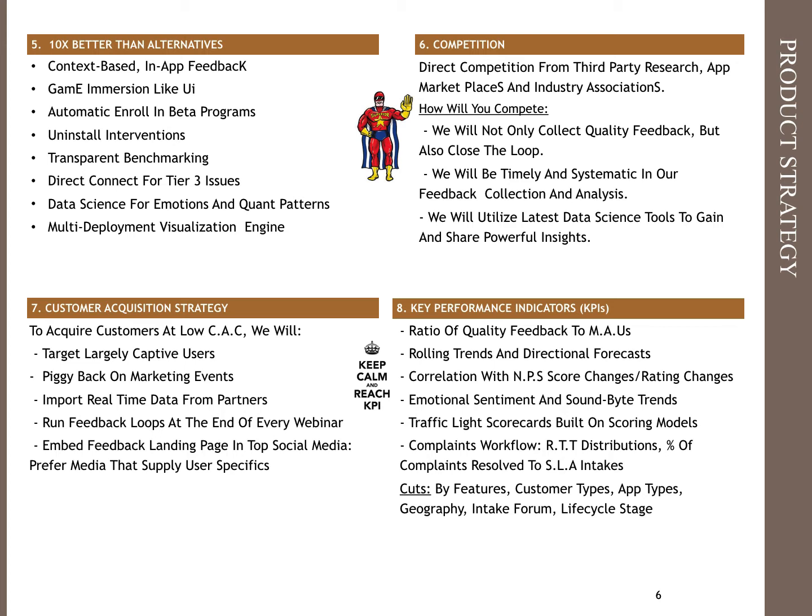Right? Now, you also want to have a bunch of key performance indicators to measure how your feedback process is actually working. I mean, there's no reason to do any sort of feature development or product without measuring the success or failure of the product, frankly, because failures are the stepping stone to success, and you'll get there eventually. So you want to have the ratio of quality feedback to monthly active users. You always want to look at rolling trends and directional forecasts instead of point-in-time impacts, because things change over time.